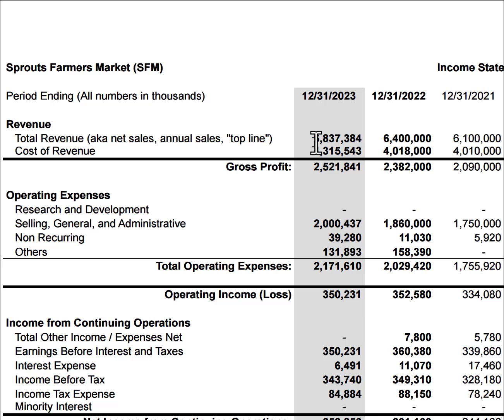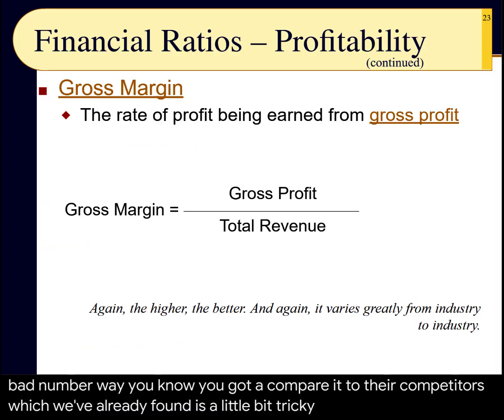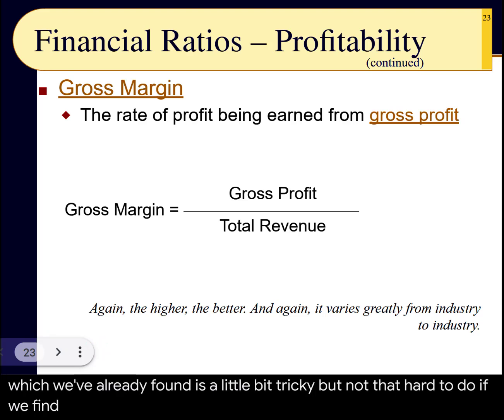They buy wholesale, so they're probably spending about 30% less than what you and I spend, because they don't buy one package of diapers. They buy truckloads of them, so they get a much better price. So 36.88%. Again, is that a good number? Is that a bad number? Well, you gotta compare it to their competitors, which we've already found is a little bit tricky, but not that hard to do if we find a competitor that is very similar.